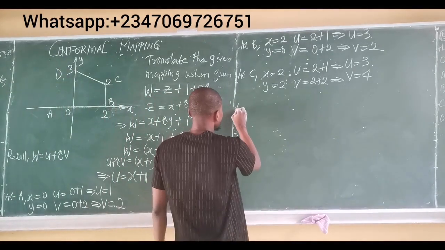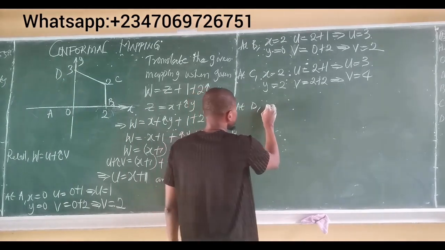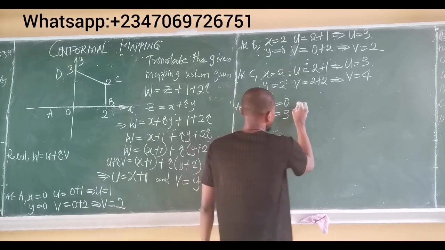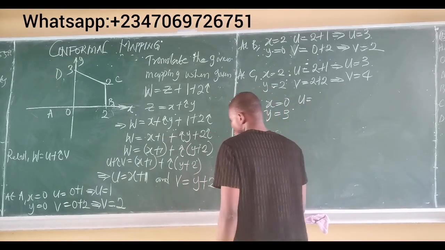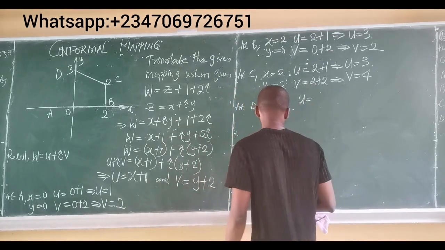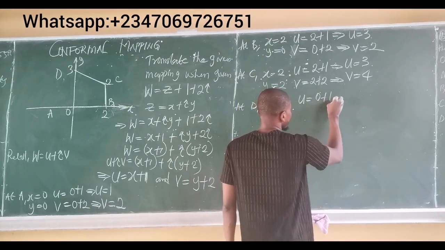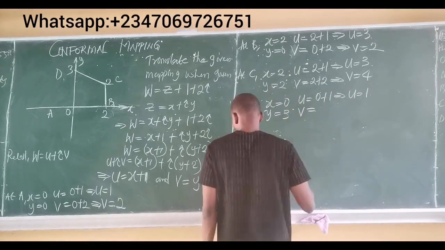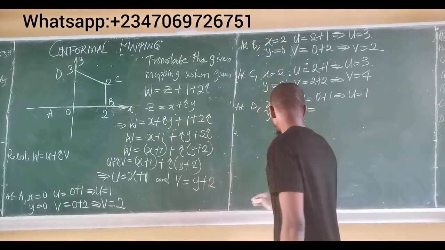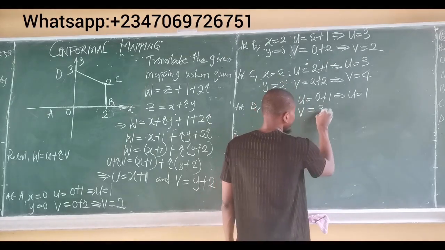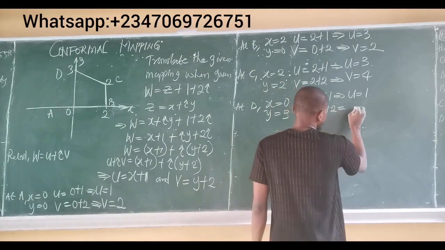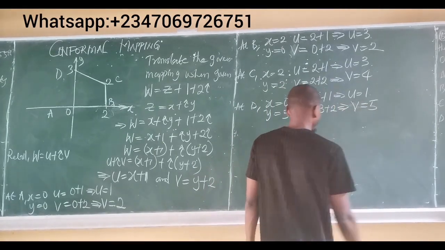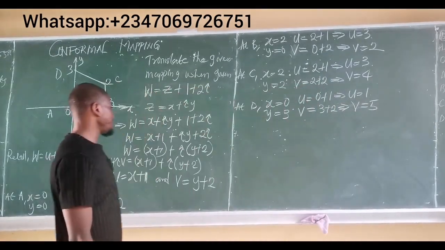At D, X equals 0, Y equals 3. Therefore, U is equal to, remember, U is X plus 1 and X is 0. It becomes 0 plus 1, which implies that U is equal to 1. V is equal to, remember, Y plus 2 and Y is 3. So you have 3 plus 2, that simply implies that V is equal to 5. Okay, so we've gotten all the points.